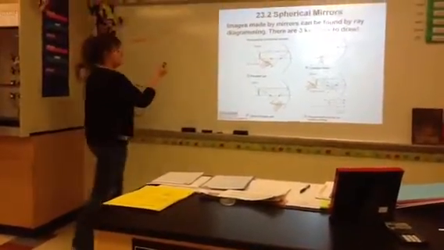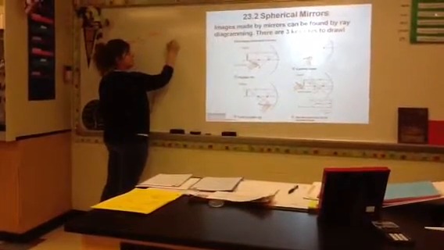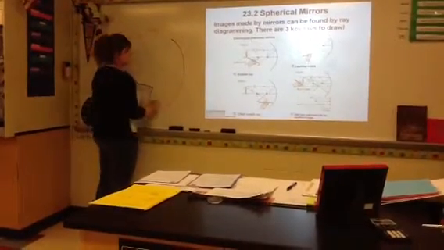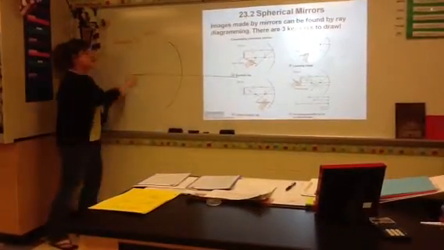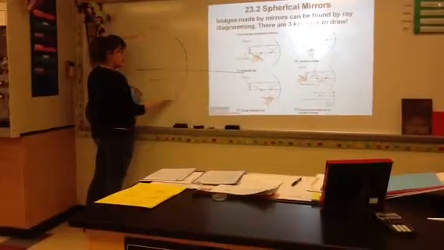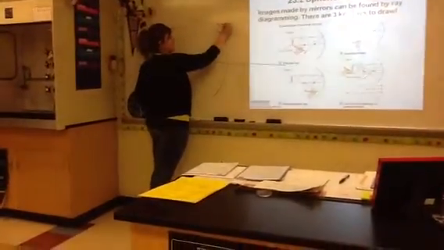We're going to first start with a converging mirror. That's a concave mirror, not a lens. Okay, so I know that this is my concave mirror. I know it's concave because it's bent inward.